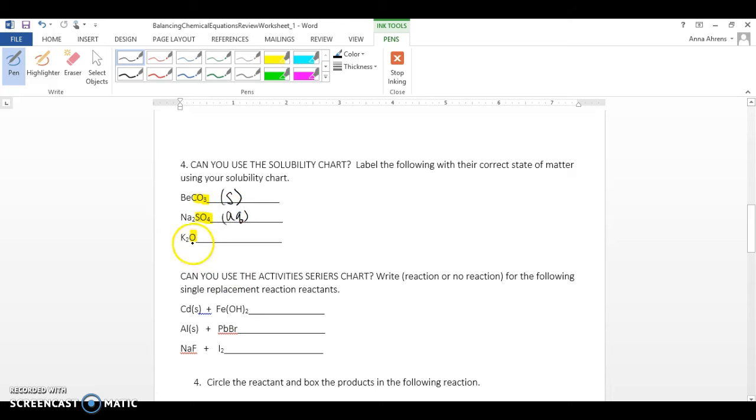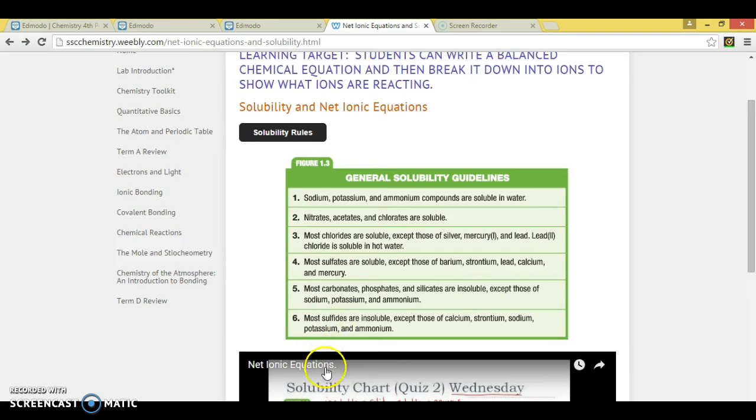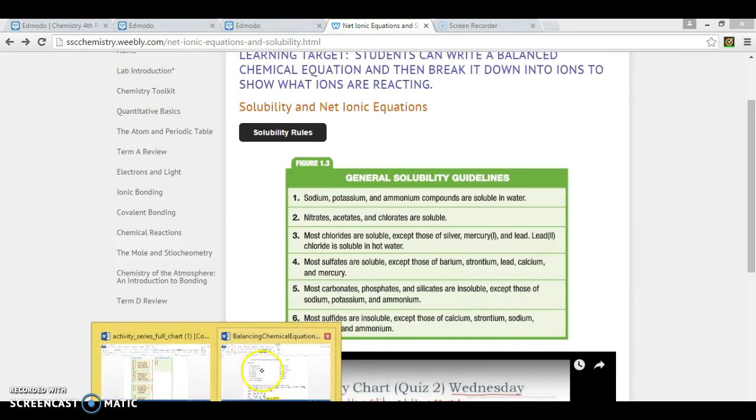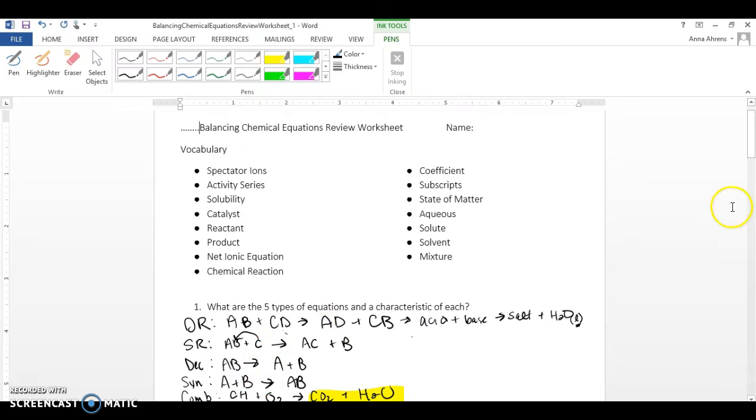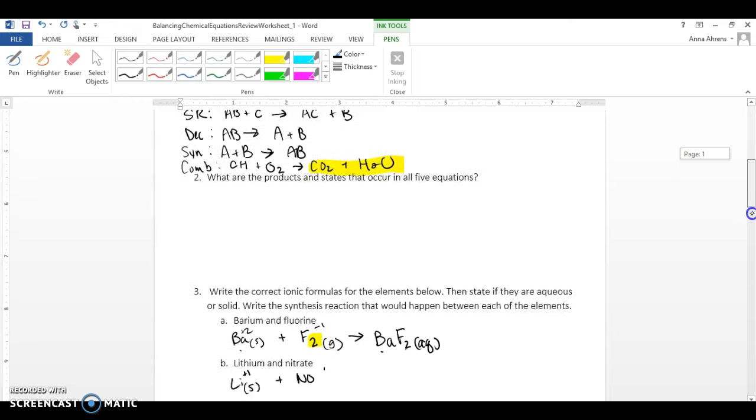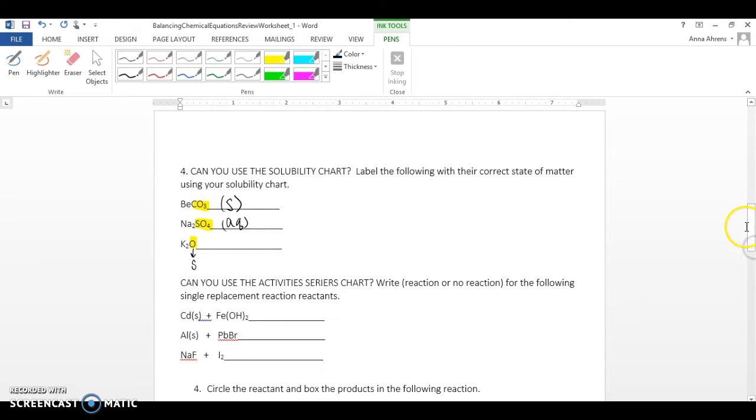And lastly, we have oxygen. Oxygen is in the same group as sulfur. Okay, so we're going to go and look at our solubility rules and find sulfides, and it says most sulfides are insoluble except those of calcium, strontium, sodium, potassium, and ammonium. Well, that oxygen was with potassium, so that means it is going to be soluble. So that is aqueous.